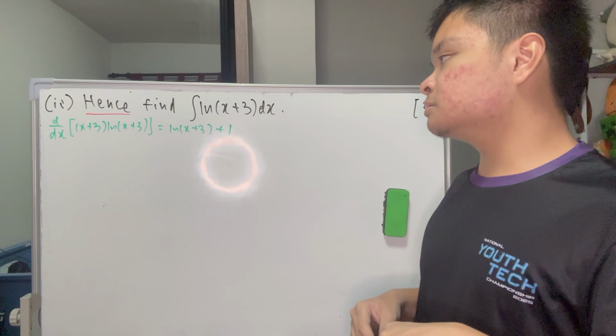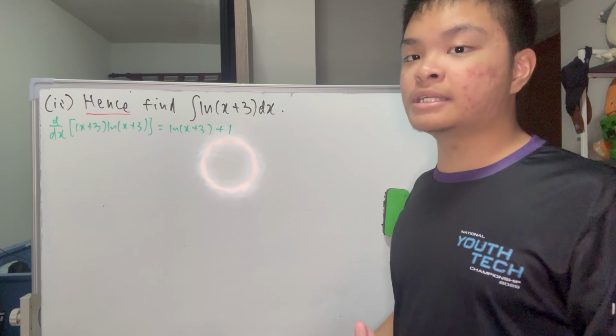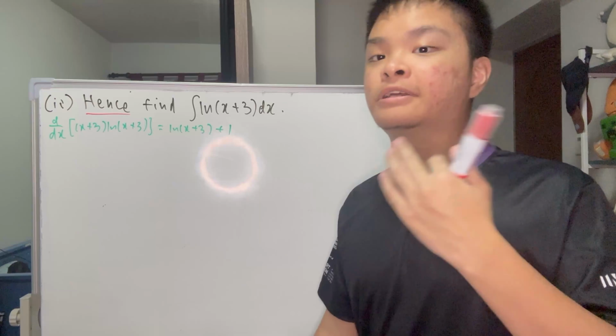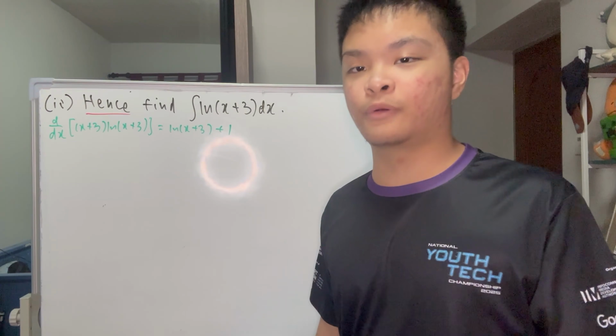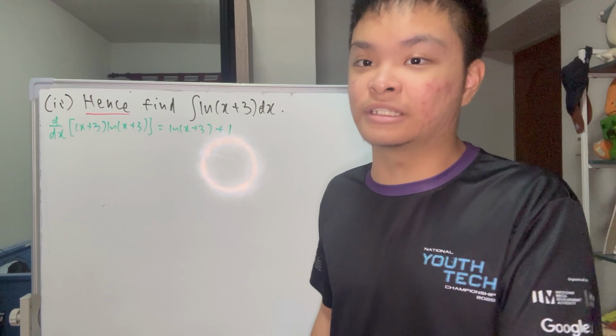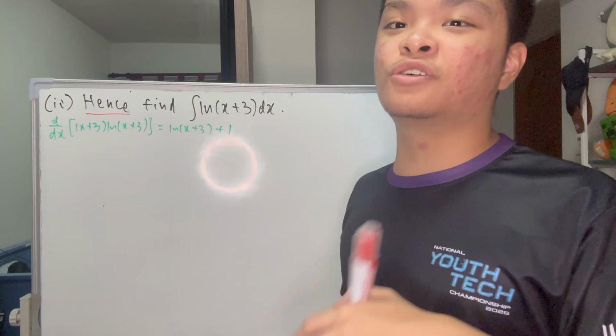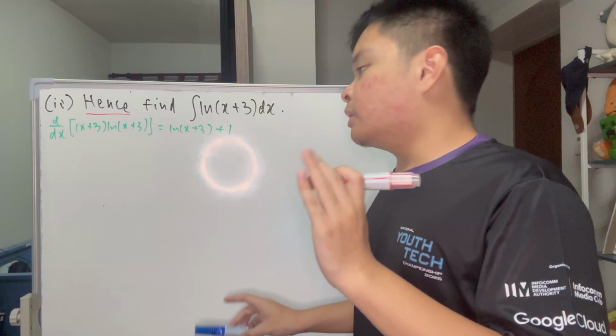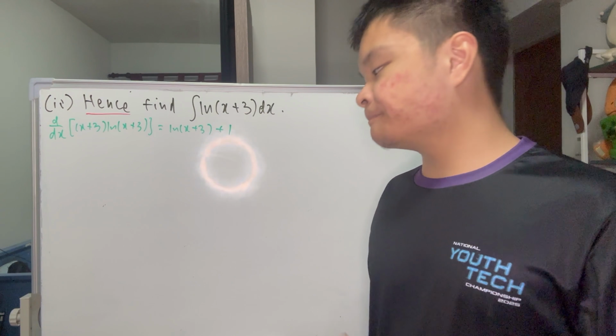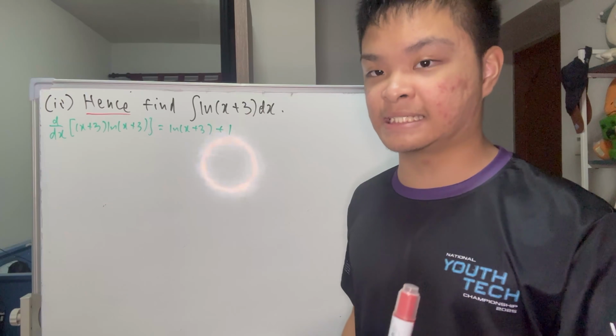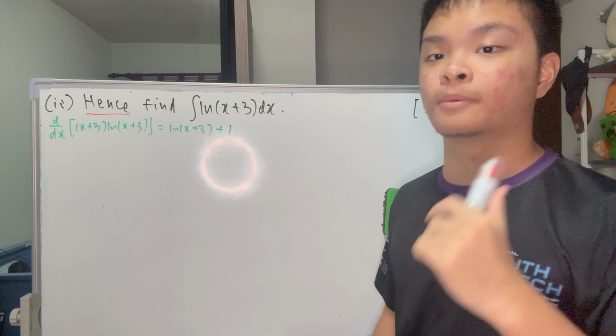So we immediately see a problem. We cannot integrate ln of x so directly because we don't even know what the integral of ln x is, because remember, this is O level. So what do we do? Well, we have to go back to basics. If we want to solve this type of question, we need to go back to basics.